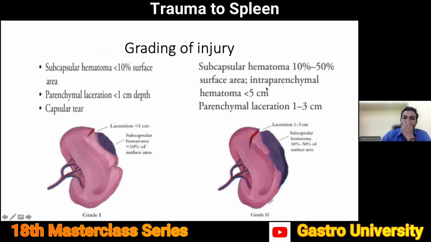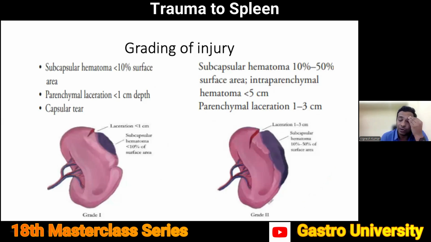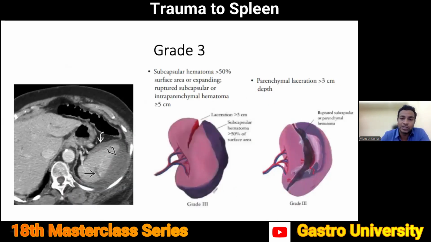A grade 2 injury is where the subcapsular hematoma is 10 to 50%, or an intraparenchymal hematoma which is less than 5 centimeters, or a parenchymal laceration which is between 1 to 3 centimeters. A grade 3 injury is when one has a subcapsular hematoma of more than 50%, or an intraparenchymal hematoma of more than 5 centimeters, or a parenchymal laceration which is more than 3 centimeters. So grade 1 and grade 2 are something one can call a low grade injury, whereas grade 3 and above is something one calls a high grade splenic trauma.